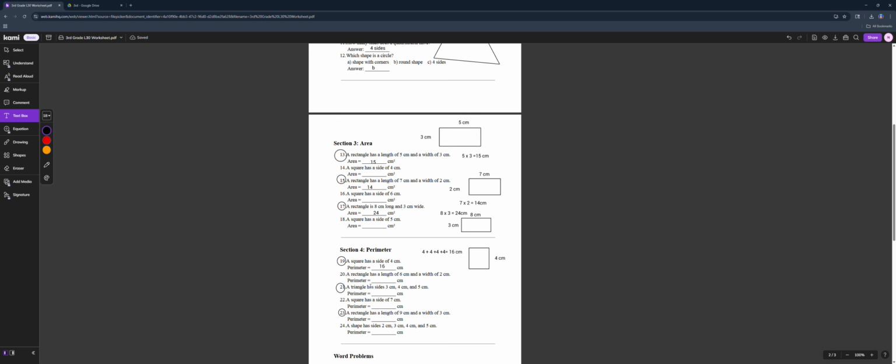Then number 21, a triangle has sides of 3 cm, 4 cm, and 5 cm, so it'll just look like this: 3 cm, 4 cm, 5 cm. Because we're looking for perimeter, we're just going to add all 3 sides up, so this would be 3 cm plus 4 cm plus 5 cm, and that would equal 12 cm.